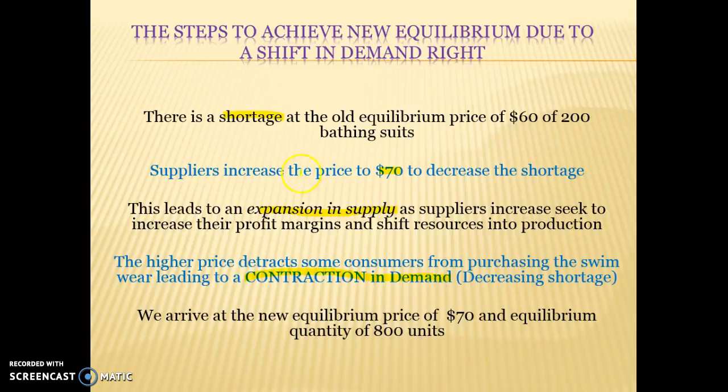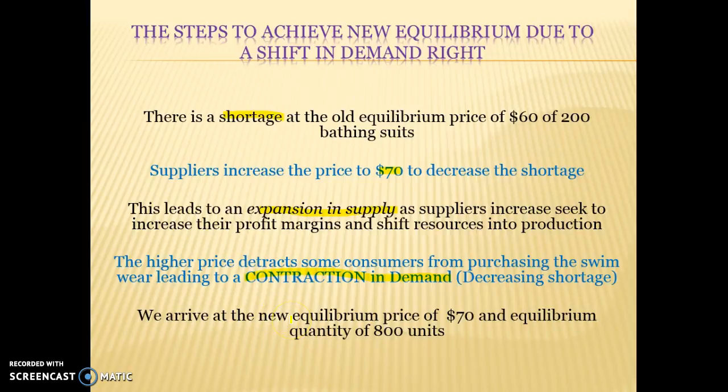You need to use this order to answer these questions. If you say that there's an expansion in supply before a change in price, well, that's not true, because it's the change in price from $60 to $70 that's causing the expansion in supply. And the same with contraction in demand. So the order here of setting it out is really important.